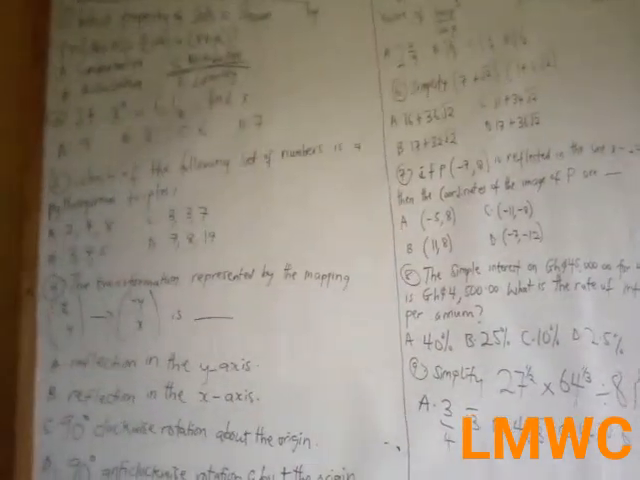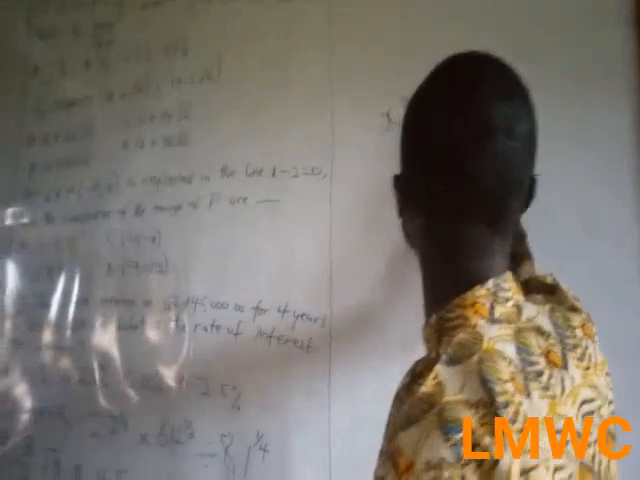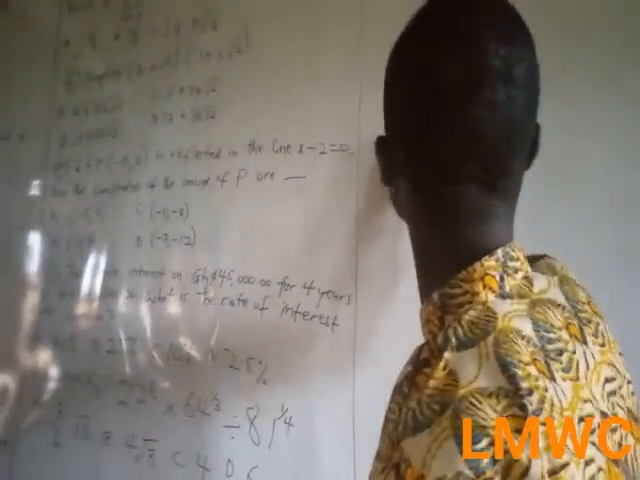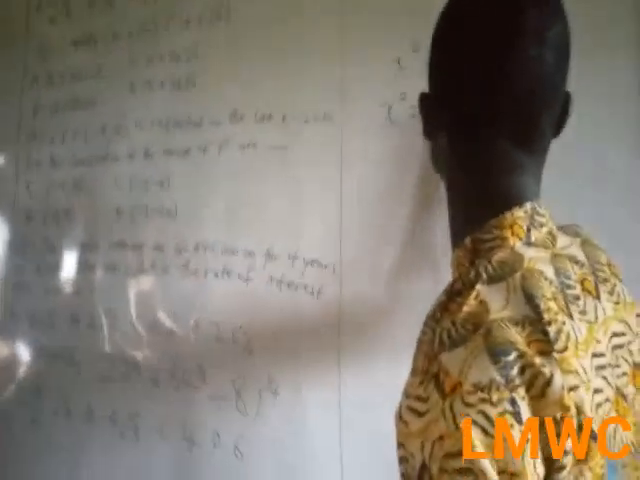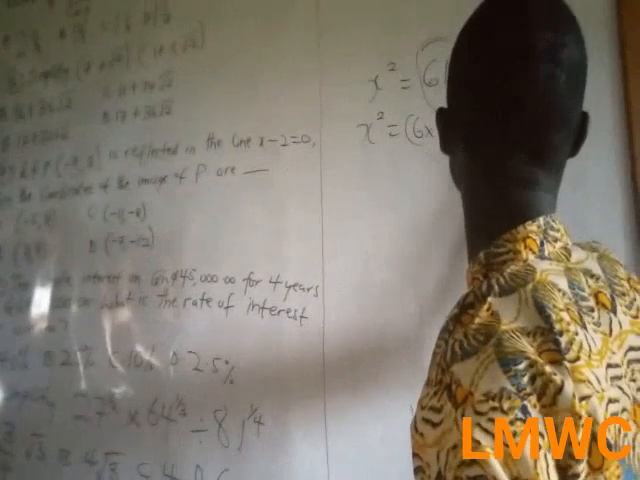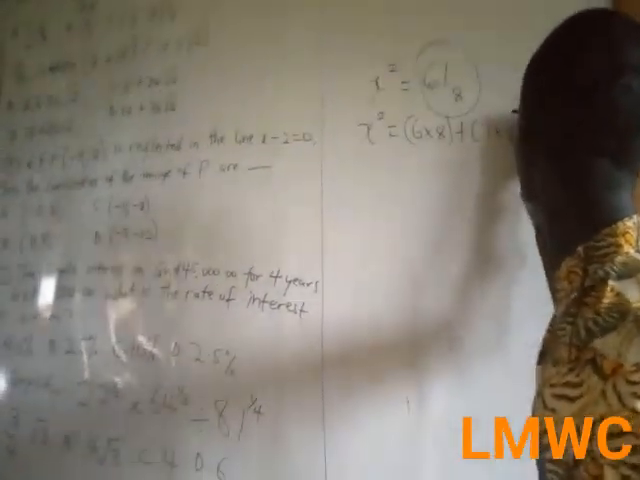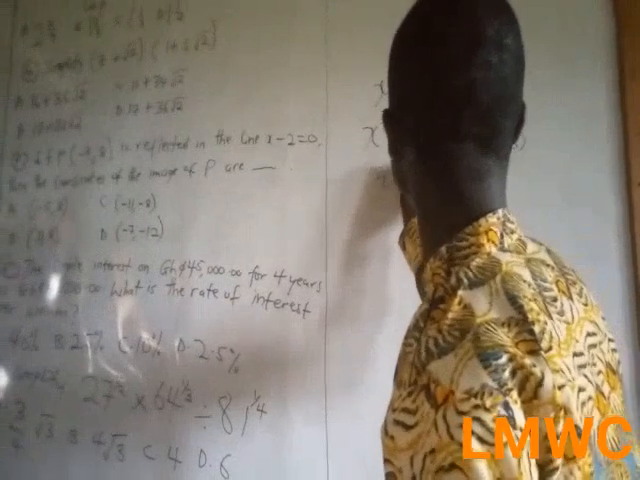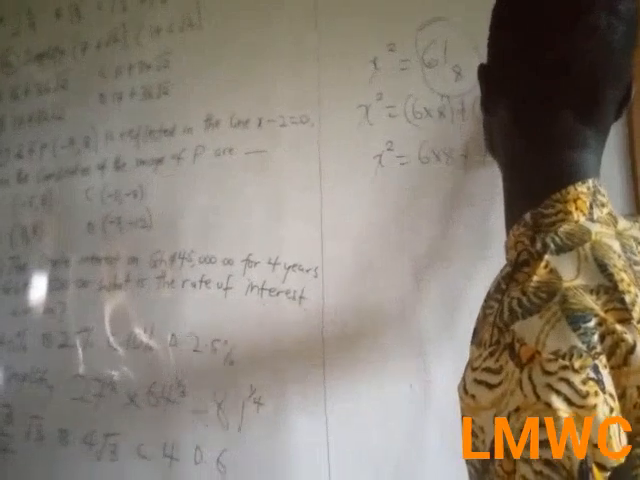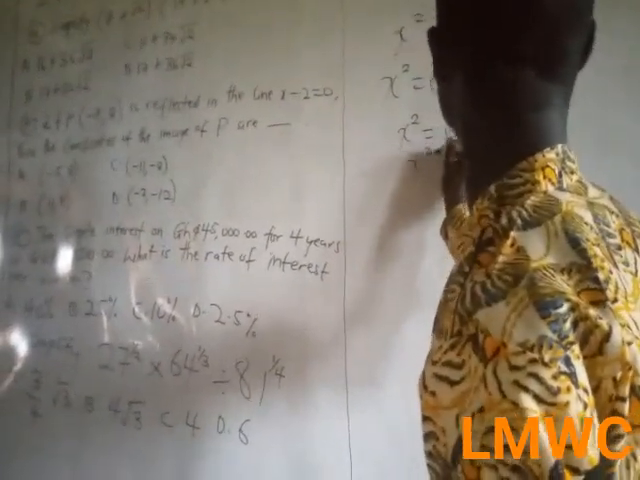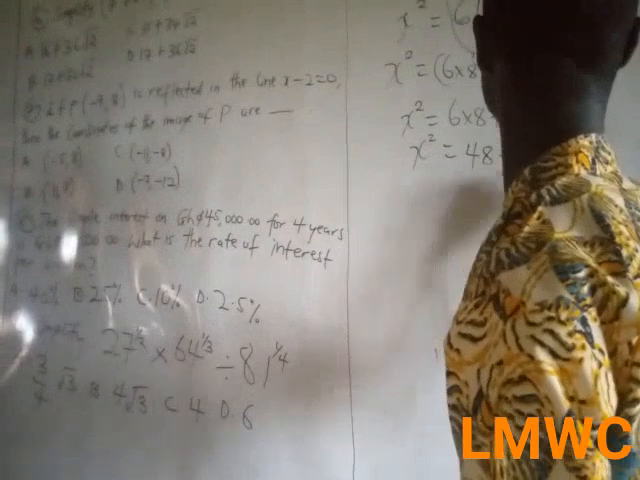2. If x squared is equal to 61 base 8, find x. So we have x squared is equal to 61 base 8. We change this one to base 10. It becomes 6 times 8 plus 1 times 8. So you start naming the powers 0, 1. x squared is equal to 6 times 8 to the power 1 plus 1 times 8 to the power 0, and any number raised to the power 0 is 1. So x squared is equal to 48 plus 1. So x squared, we have 49.